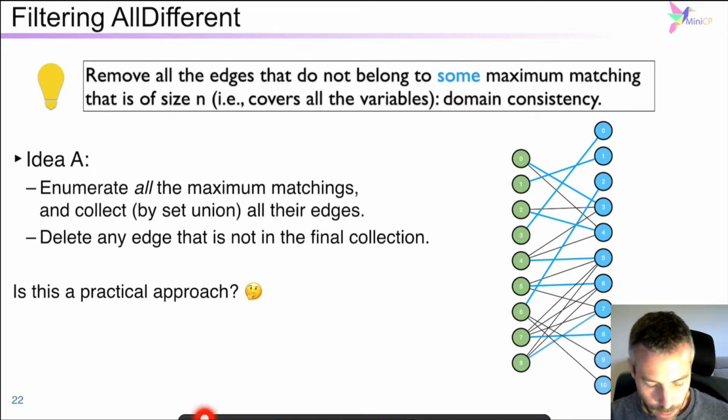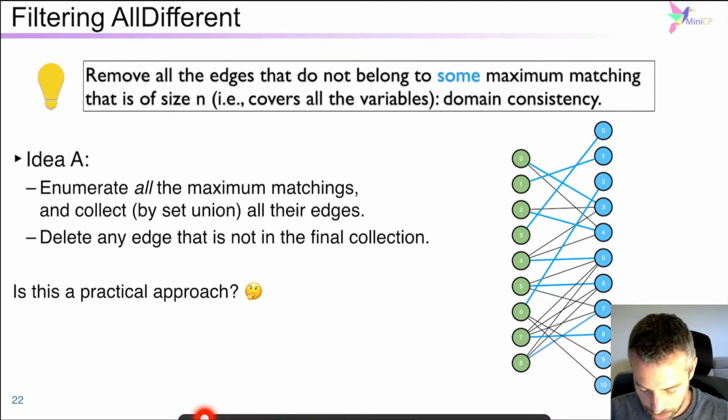you may say, okay, let's try to enumerate all the maximum matchings in my bipartite variable-value graph, and we take the union of all the edges. If we detect that one of the edges does not belong to the final collection, so does not belong to any maximum matching, then we can simply delete this edge and so remove the corresponding value from the variable. Is this a practical approach?